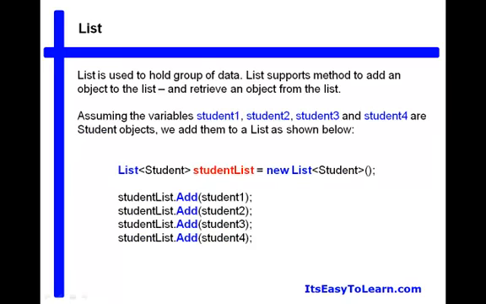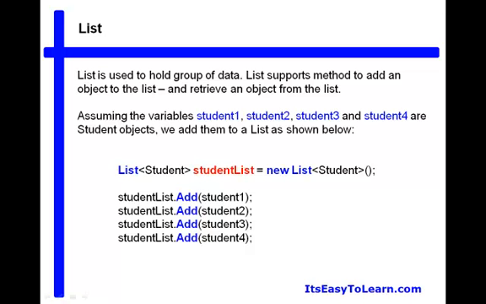Next major type of collection is the list. List is similar to an array. It is used to hold a group of data. List supports methods to add elements and to retrieve elements from the list. How do we define a list? If we look at the example here, we say student list is equal to a list of students.